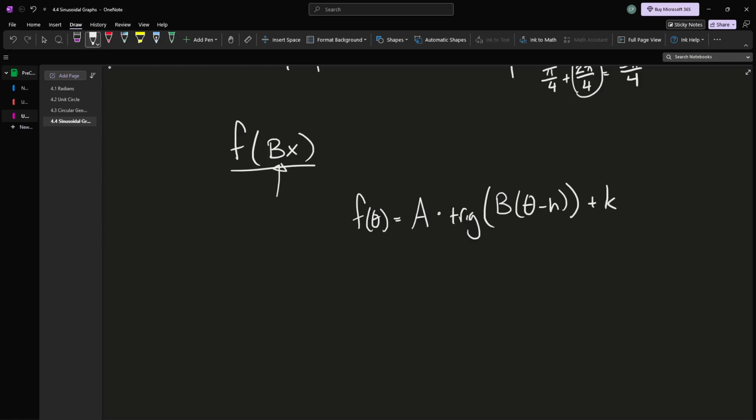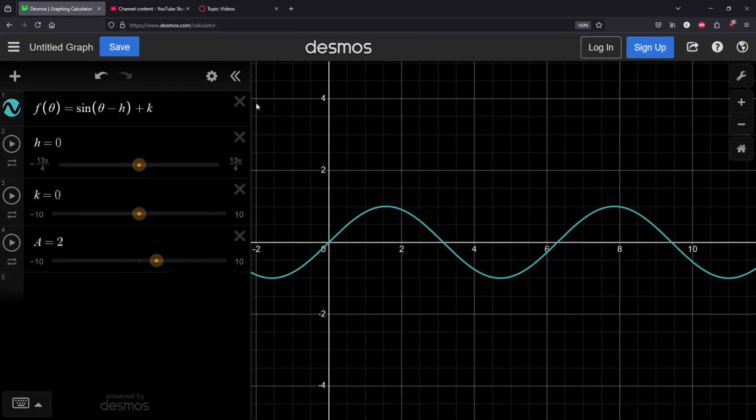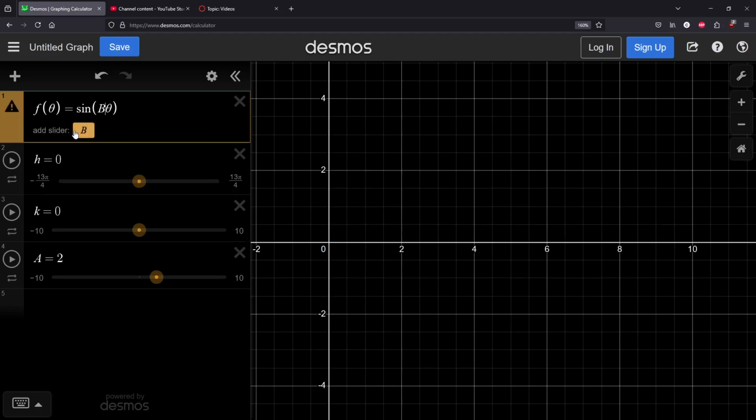We will talk about why this is the case in the second part of this lesson. But the first part, we just want to see how this looks. So let's get our graph back. Let's chop off all this stuff and put a b right here. Add a slider for b.